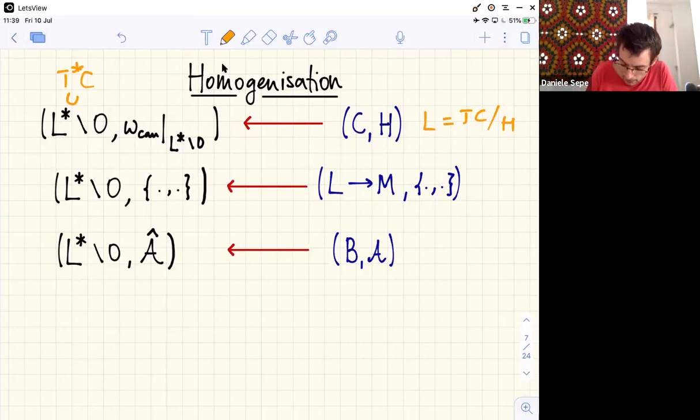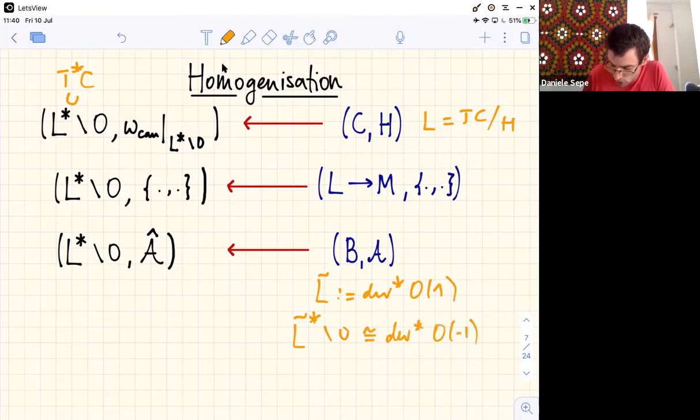Well, I know that L, let me tell you everything at the level of the universal cover because it's easier. So we have L tilde, I call the developing, the pullback of O(1). So now I can take its dual and take away zero. This is canonically isomorphic to the pullback of the tautological line bundle minus zero. Okay. And now, remember that I had a representation from pi one of B to my group.